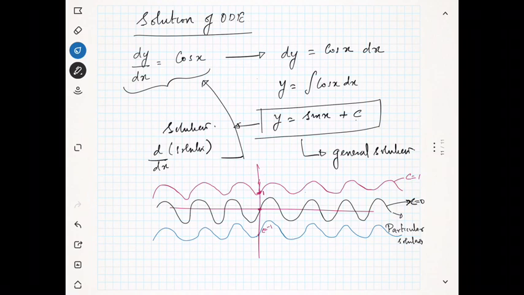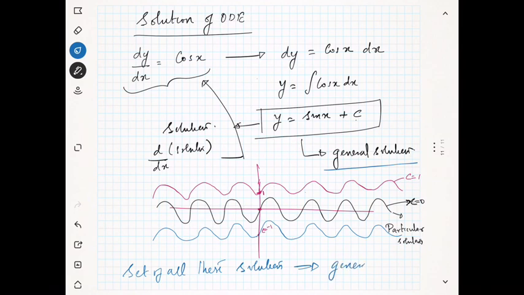So the set of all these solutions, we will call the general solution. And for a particular value of c, for example, c equal to 1, or 0, or minus 1, or 2, 3, 4, anything, 1.5, 0.05, we will call it a particular solution. And the set of all the solutions, we will be calling the general solution.